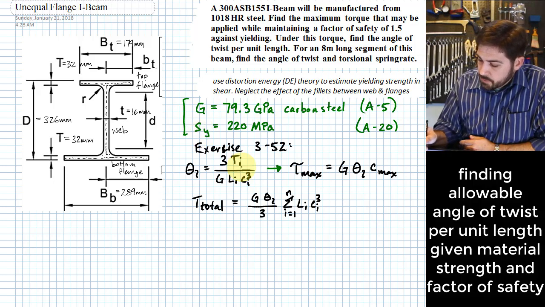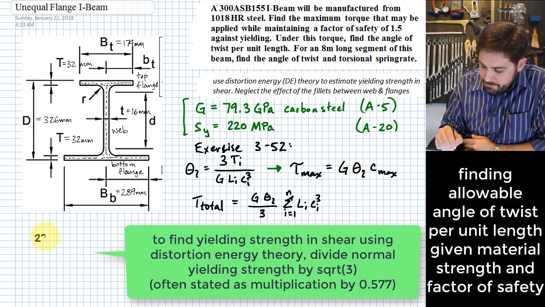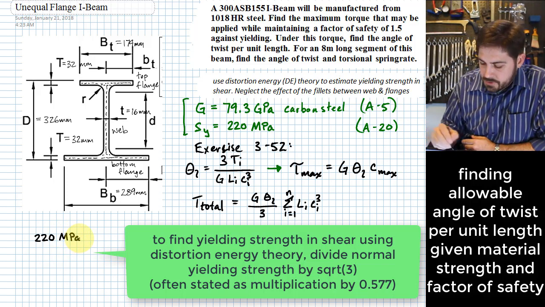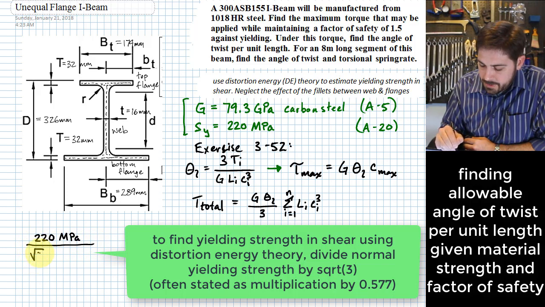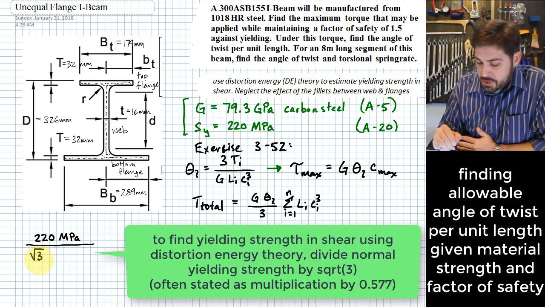So what we'll do there is we'll take that 220 megapascals, which is a strength in a normal orientation, and divide it by the square root of 3. That is what distortion energy theory predicts the yielding strength is going to be in shear if you know what it is in a normal orientation. So that's our first step: divide by the square root of 3 in order to get the shearing strength rather than the normal strength.